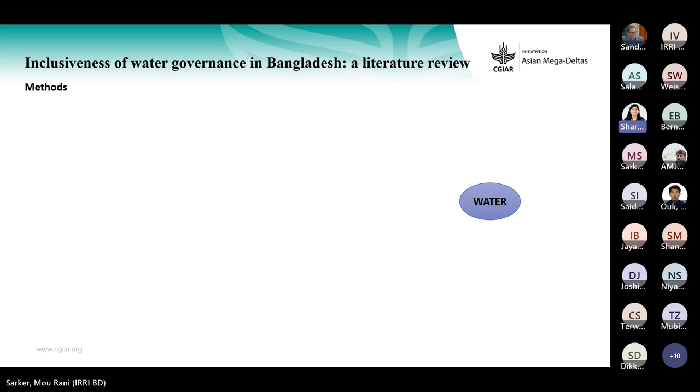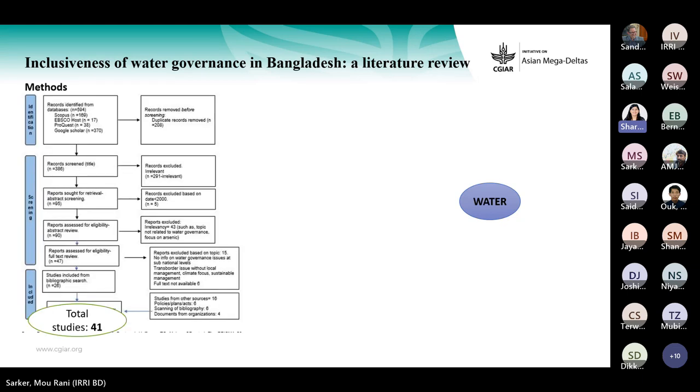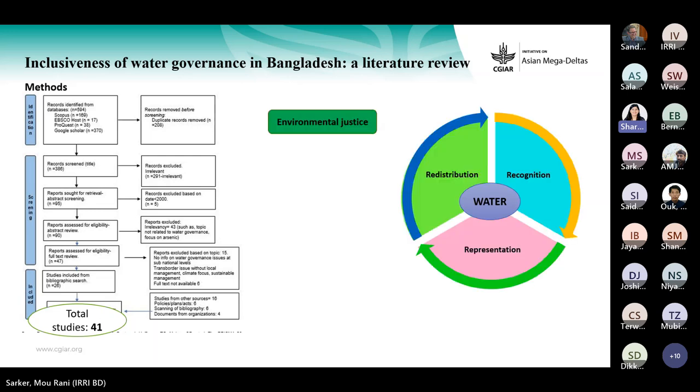Thank you so much, Dr. Salahuddin. So we identified these key issues from our field, and to dig into more further details of Bangladesh, we did a very extensive literature review. As you can see in the diagram, we had a total of 41 documents that included published studies, plans, policies, as well as reports from some of the key institutions.